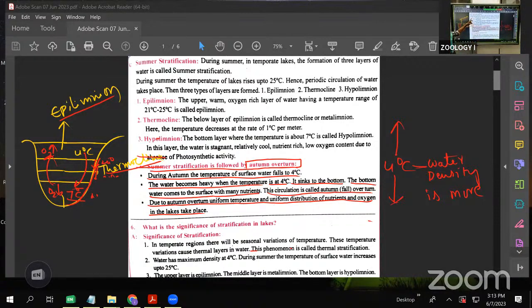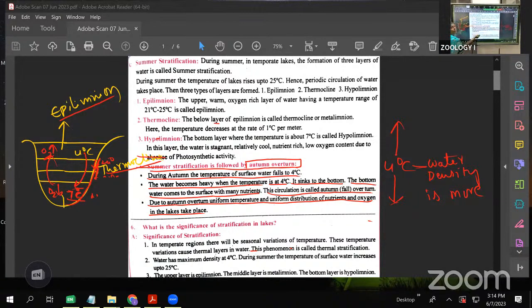The epilimnion is 21 to 25 degrees centigrade. In summer there is more heat, that's why the upper region is 21 to 25 degrees centigrade. Next, the thermocline. What is it? The water below the epilimnion is called the thermocline, where the temperature decreases by 1 degree. Last, the hypolimnion: how much temperature is there? It is 7 degrees centigrade. Clear?